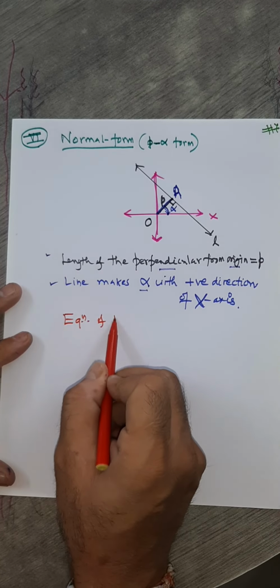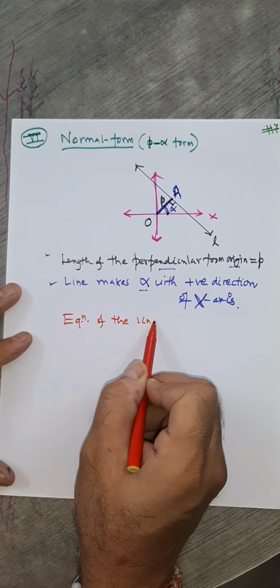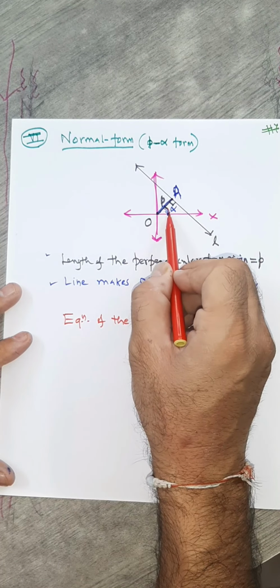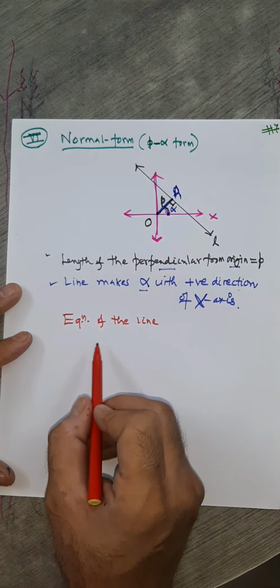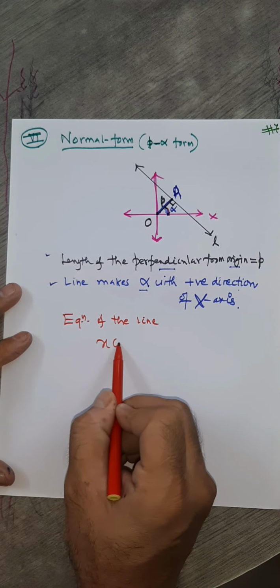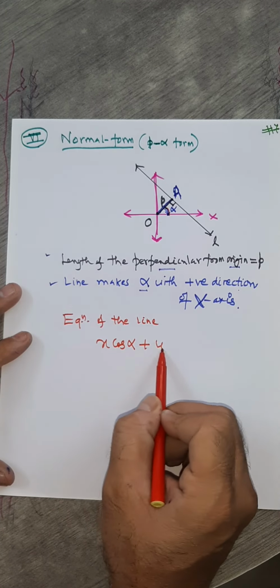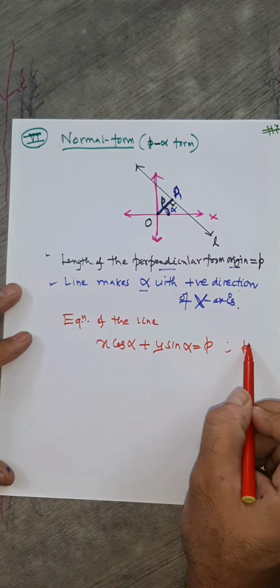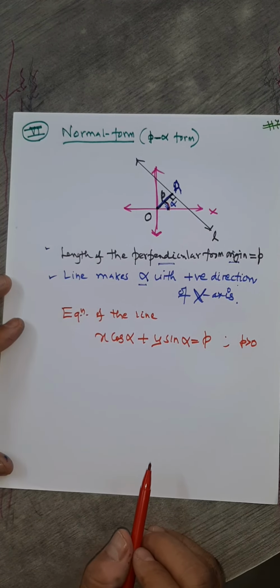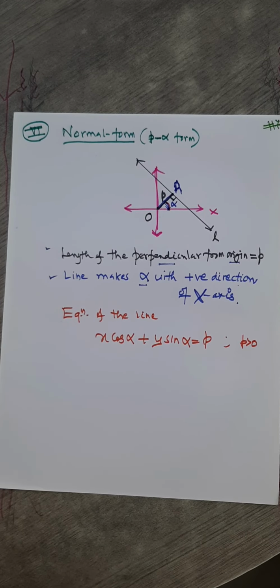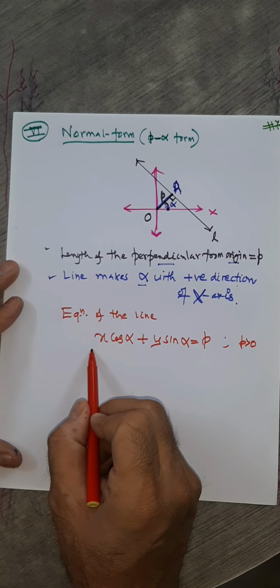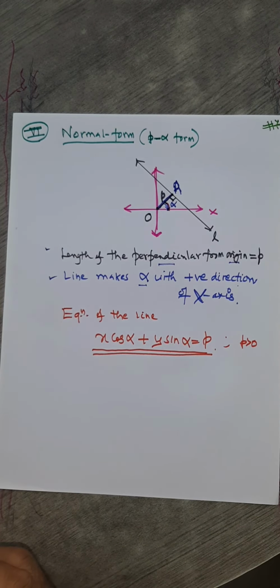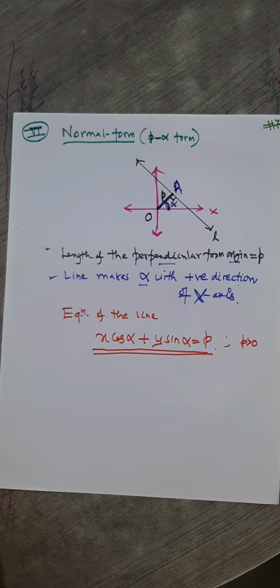Equation of the line. Which line? Line L, small l, on which the perpendicular from origin is drawn, and it makes angle alpha with the positive direction of the x-axis. So it is given by this: x cos alpha plus y sin alpha equals to small p. P is always positive because it's a distance from the origin. This is a very important form, p alpha form. X cos alpha plus y sin alpha equals to small p.